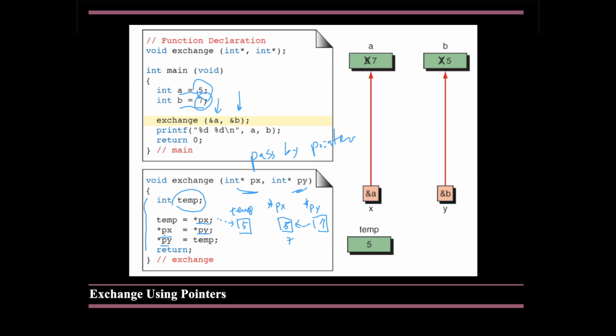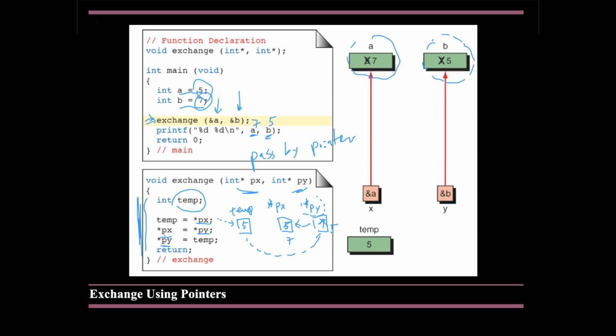And now we say dereferenced Py equals temp. So this temp goes here, because temp has 5. This 7 is now 5. Remember, we're talking about dereferenced Py. Py points to the original memory location, which is B, and Px to A, the addresses of A and B. So what we're doing here, passing by pointer, actually changes the original values of the variables. By passing pointers into another function, we're able to change the values that these pointers point to. So A used to be 5 and B 7, and now A is 7 and B is 5.